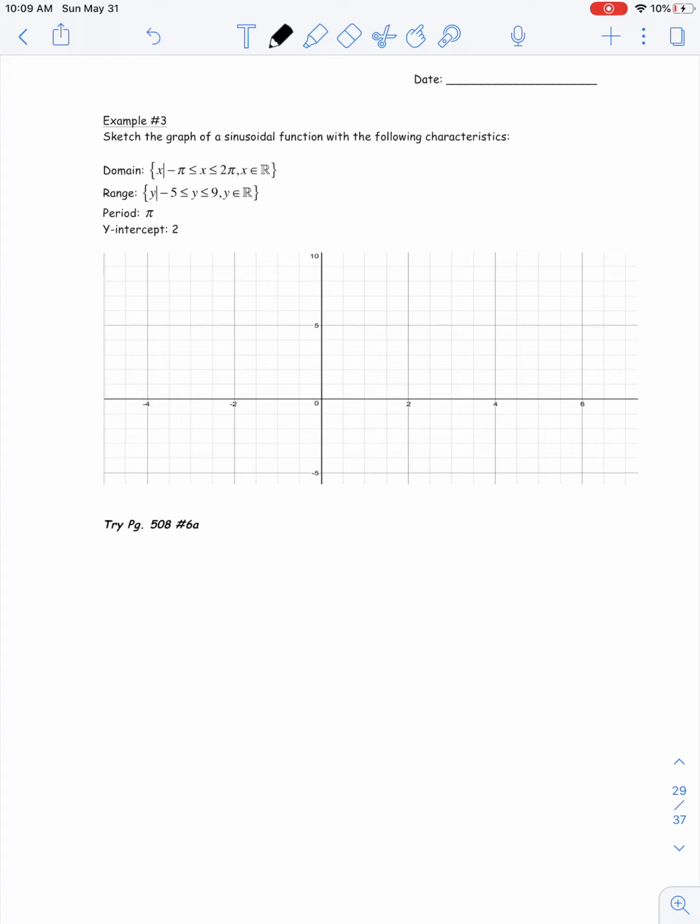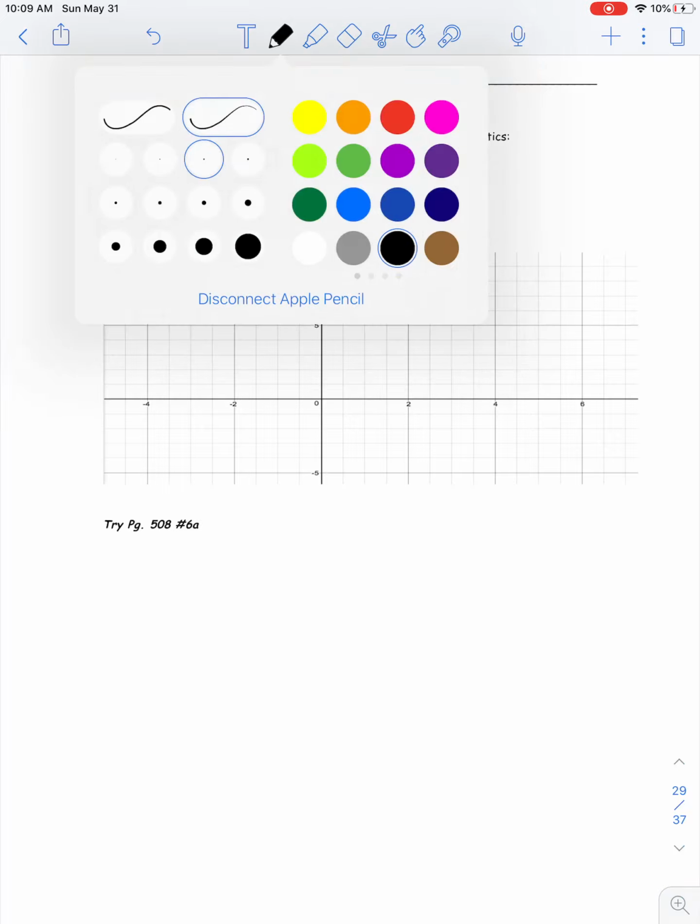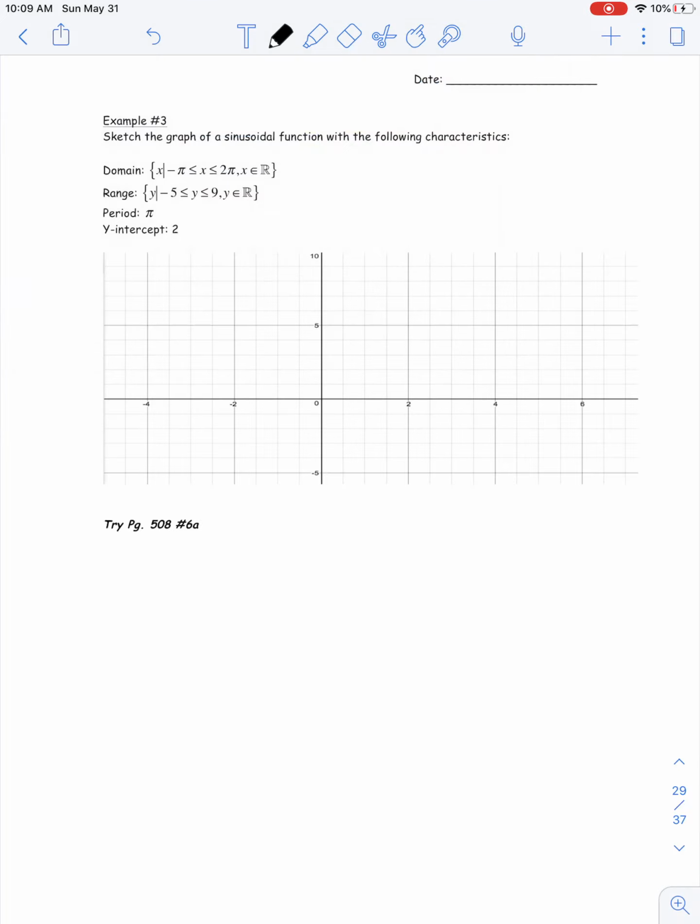Example number 3 is we need to use this data to sketch what our graph is going to look like. So things that are given that we're going to use are that the y-intercept is 2. So I'm going to plot 2 on the y-intercept, and that's done. And then I know that pi is equal to 3.14. So at 3.14, I'm going to repeat that y-intercept value of 2.